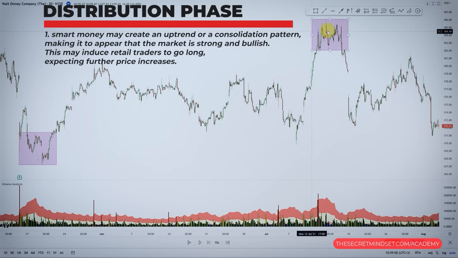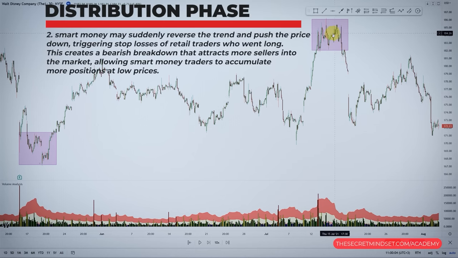This may induce retail traders to go long, expecting further price increases. And once smart money have distributed enough positions at high prices, they may suddenly reverse the trend and push the price down, triggering stop losses of retail traders who went long. This creates a bearish breakdown that attracts more sellers into the market, allowing smart money traders to accumulate more positions at lower prices.